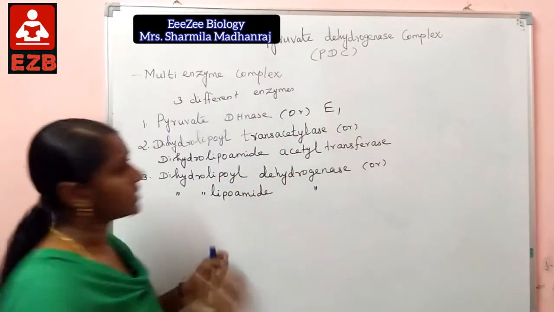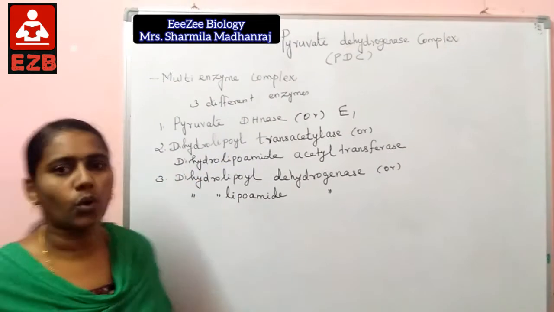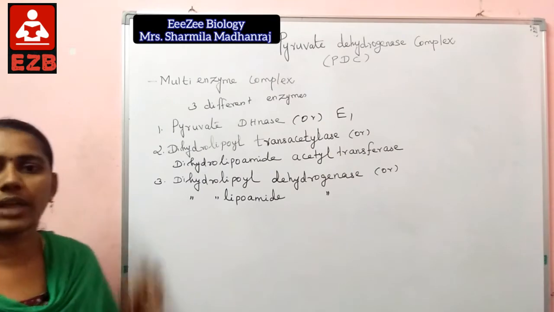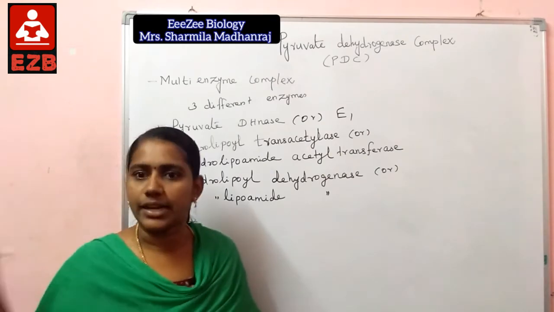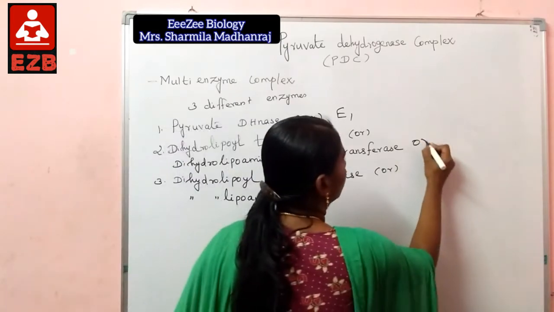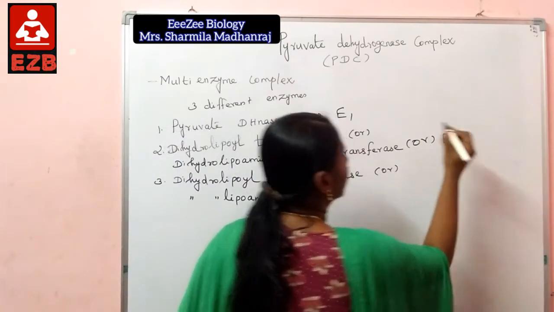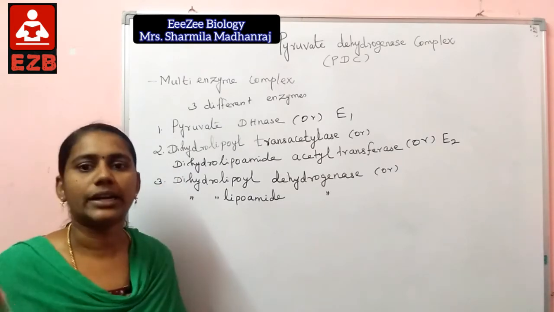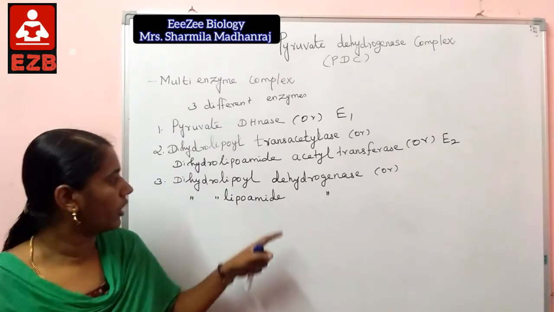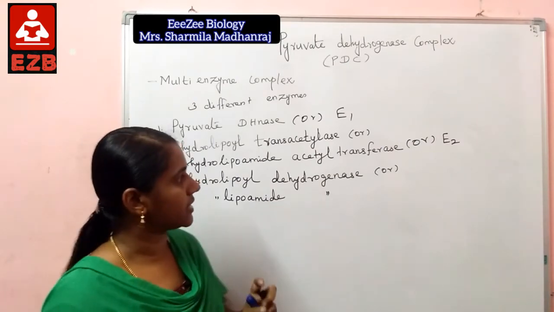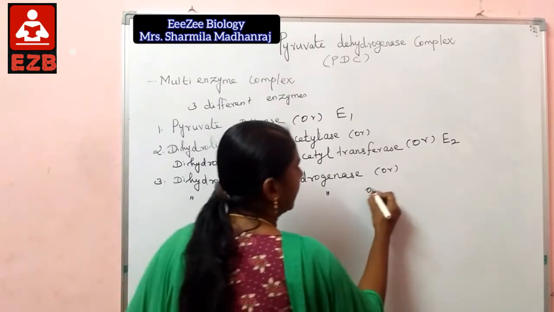E1. Second one, dihydrolipoyl transacetylase or dihydrolipoamide acetyltransferase enzyme. This is also otherwise called E2. Next, the third enzyme is dihydrolipoyl dehydrogenase or dihydrolipoamide dehydrogenase enzyme. This is the other name, E3.